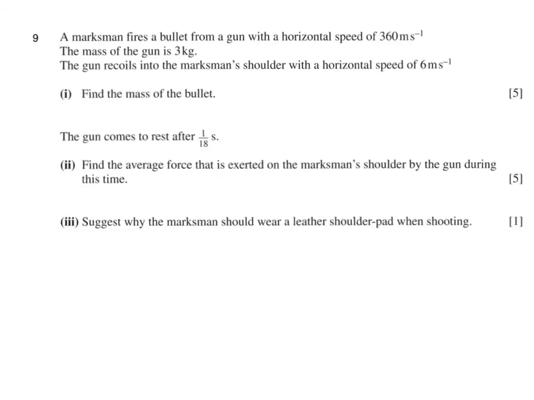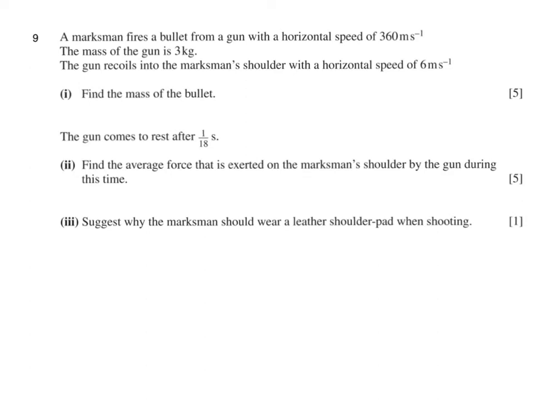A marksman fires a bullet from a gun with a horizontal speed of 360 meters per second. The mass of the gun is 3 kilograms. The gun recoils into the marksman's shoulder with a horizontal speed of 6 meters per second. Find the mass of the bullet.